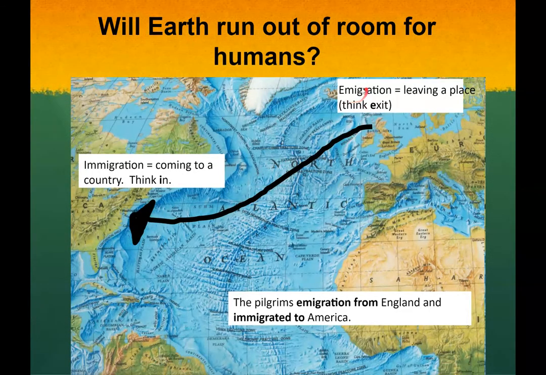So emigration is when you leave an area, either a country or a city, you move out. So emigration, you exit. Immigration is coming to a new place, either a country or a city. So think immigration, in. So the sentence that we could write in our notes, right, it tells us to write a sentence.